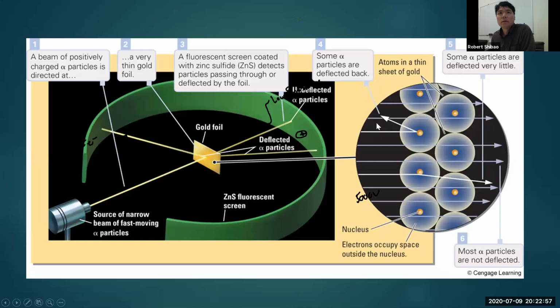This is Rutherford's experiment here. Rutherford determined the nuclear atom model. In Rutherford's experiment, he shot a narrow beam of fast-moving alpha particles. Alpha particles are positively charged particles.